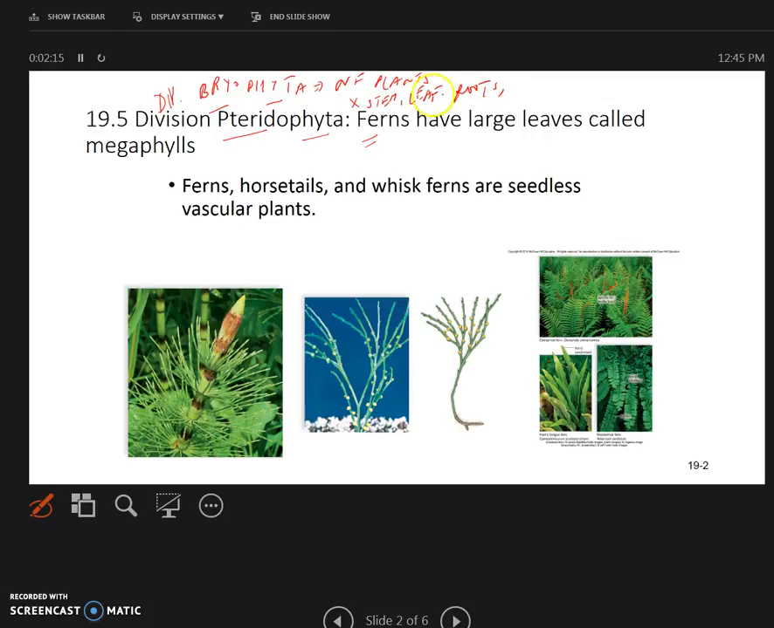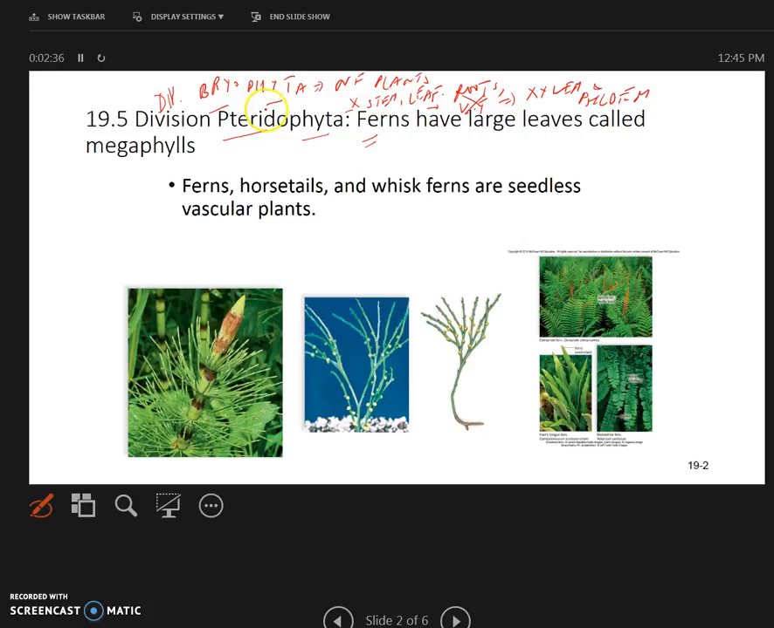You remember this? And then what was the next point? The next point was no vascular tissue. Vascular tissue are what? The xylem and phloem. But like all plants, Bryophyta had alternation of generation.